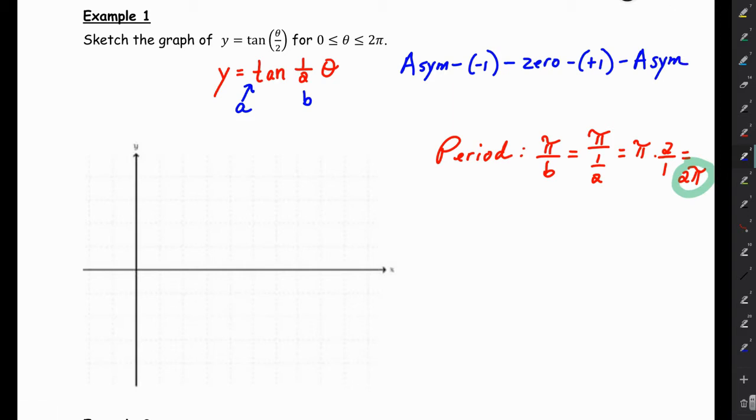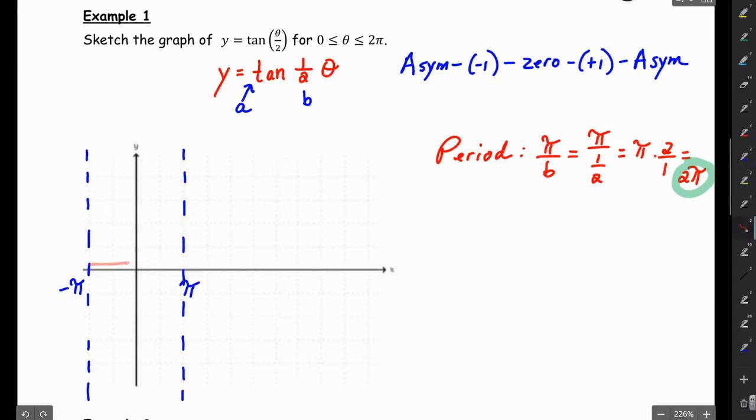We haven't had any kind of horizontal translation. We're not moving it left or right, and we're not moving the function up or down. Remember now that this time our period is double that. It's not pi, it's 2 pi. So we're going from -pi to pi, because pi plus pi gives me 2 pi. So -pi to pi. And nothing else has changed. We're going to have an asymptote, then we're going to be at -1, then we're going to be at 0, and then we're going to be at +1. So let's sketch that in.